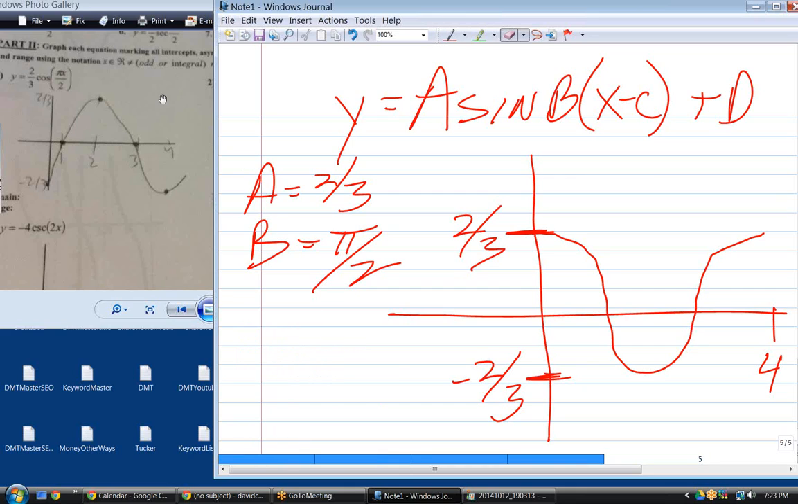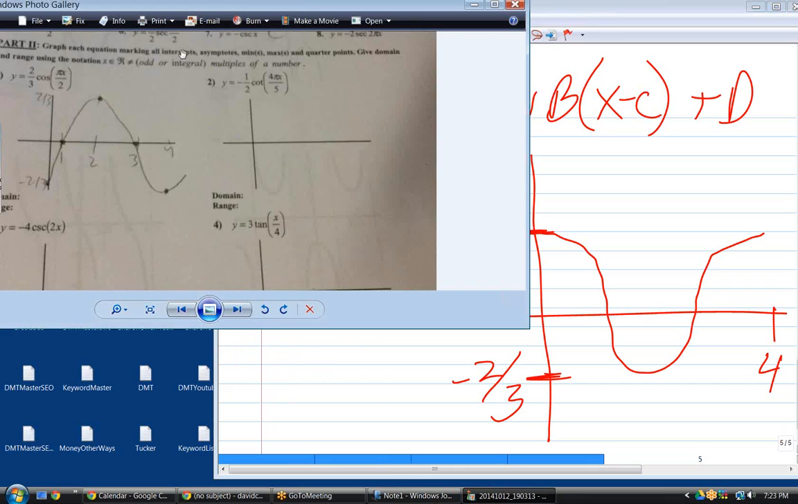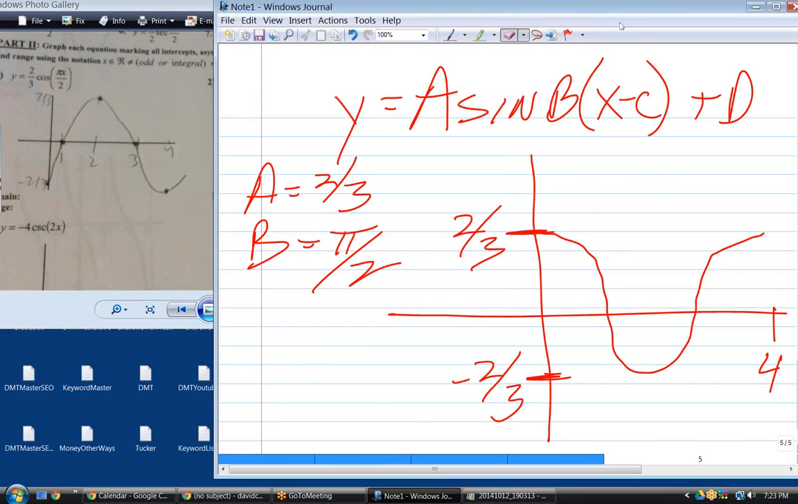Is there anything else? Let's see. It wants intercepts. What's this point and what's this point? I see. So that's 2. Is that the halfway point or the quarter point? Those are the quarter points. Oh, 1 and 3. The halfway point is there always. What you want to do is take your period and divide it up into quarters always. So that would be 1 and 3, or your x-intercepts.